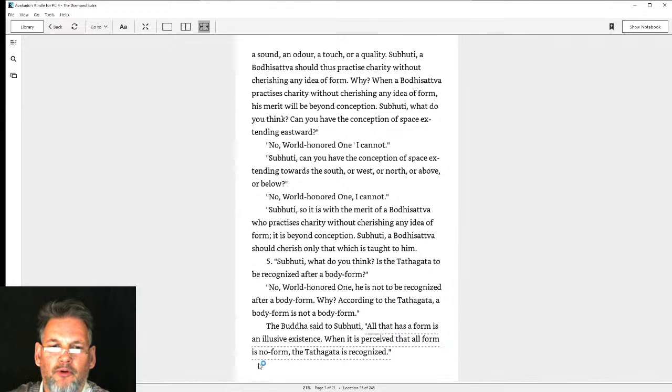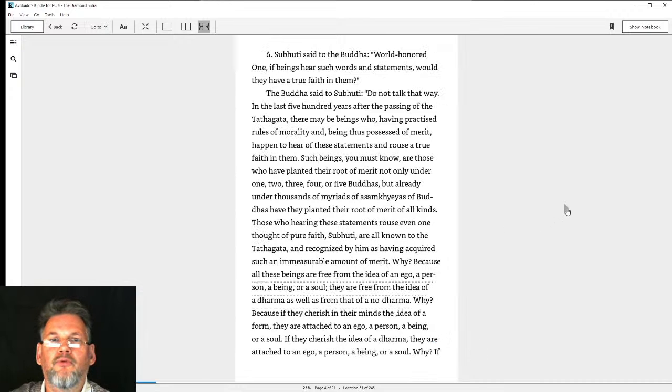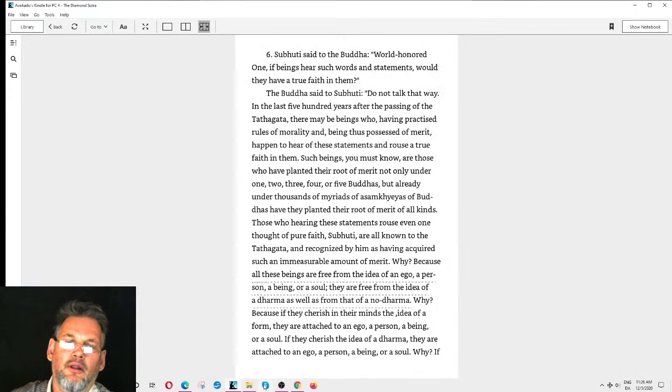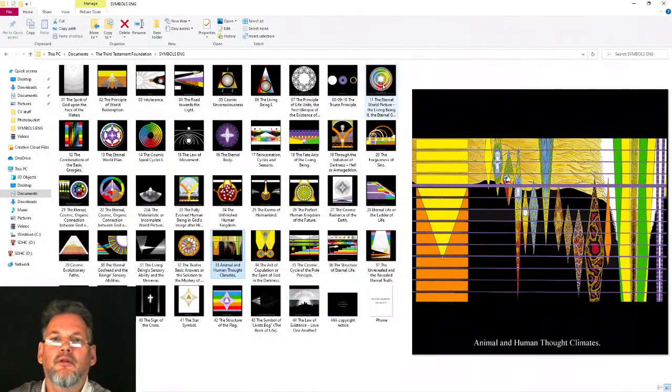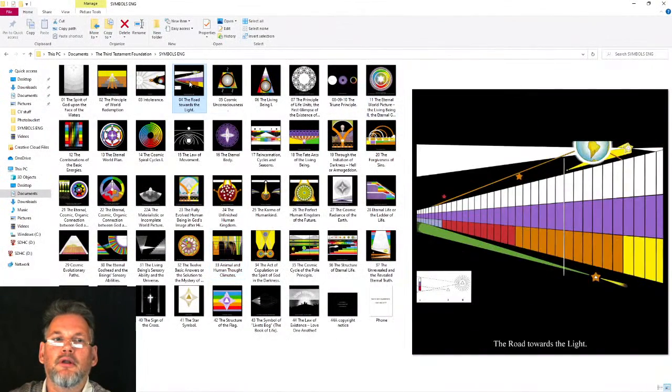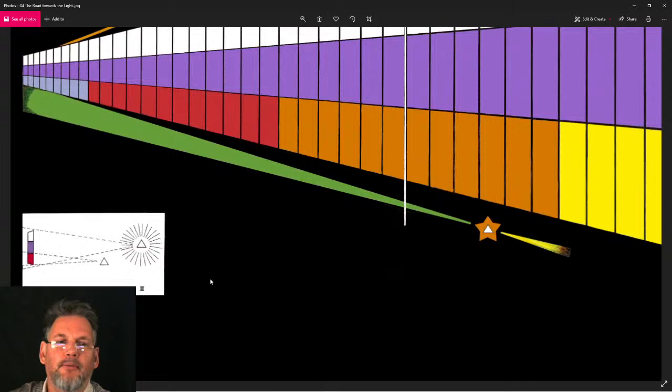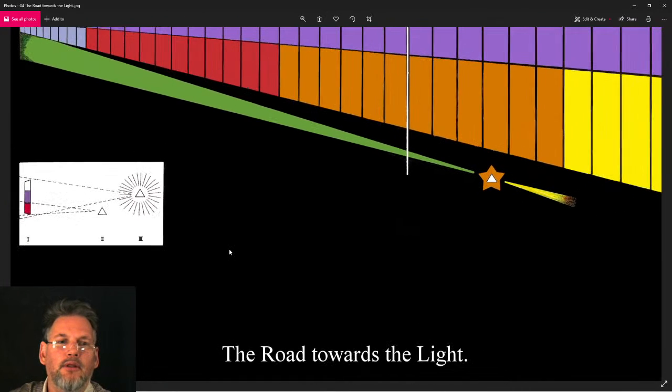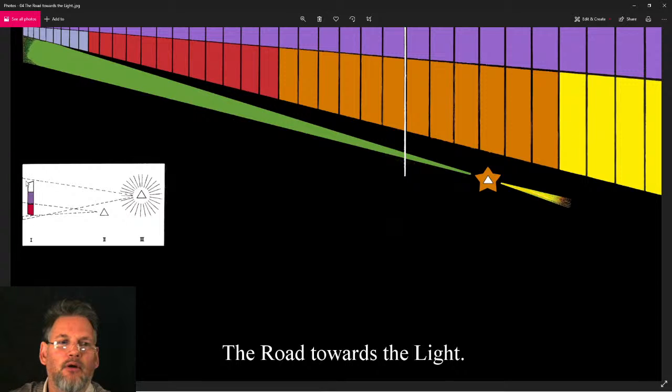So when it's perceived that all form is no form, you're day conscious, aware that you are one with God source. In other words, when you can perceive that all form is no form, then you're actually here, right? I'm not quite sure about this one yet. If you perceive all form as non-form, I think it's because you're here and you're perceiving all the forms as no form.